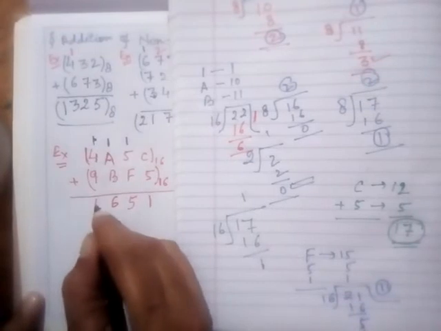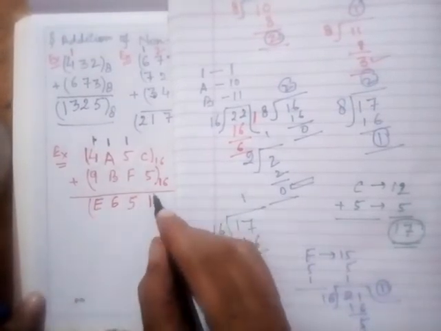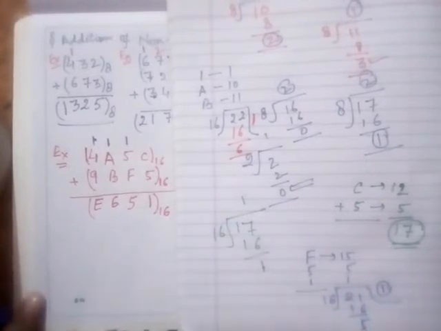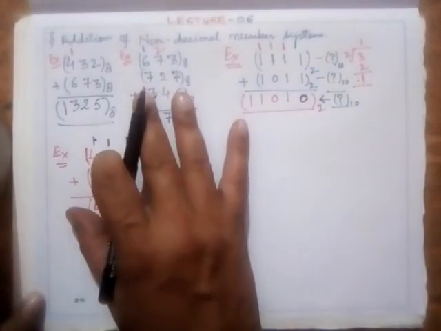This 14 is E. So this is the corresponding result in base 16. I hope that this is clear to you. So first of all, remember that if I have to add any numbers or do a mathematical operation among some number system, the very first thing is that all the numbers must have the same base. If they are not the same base, I'll have to bring them into the same base.